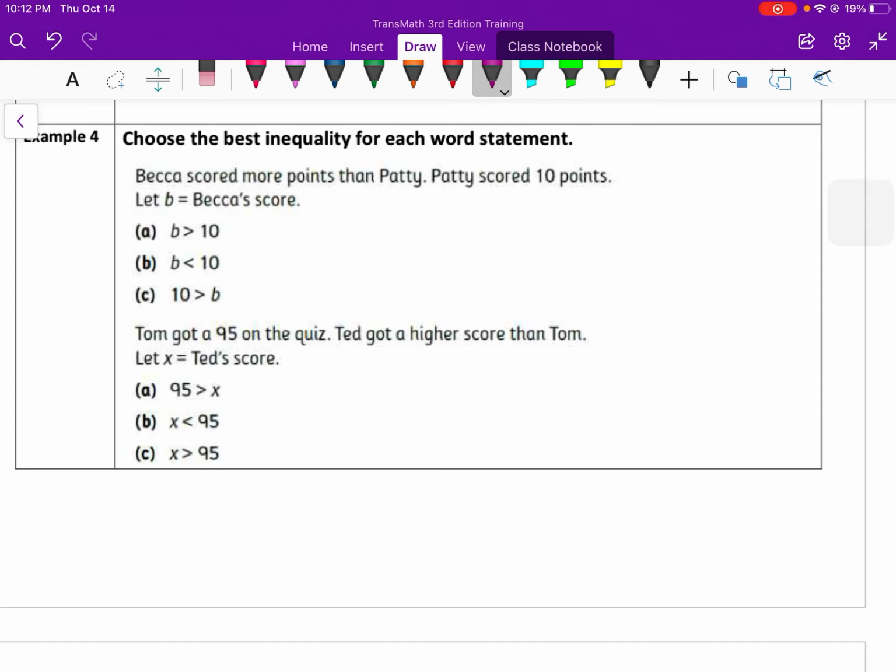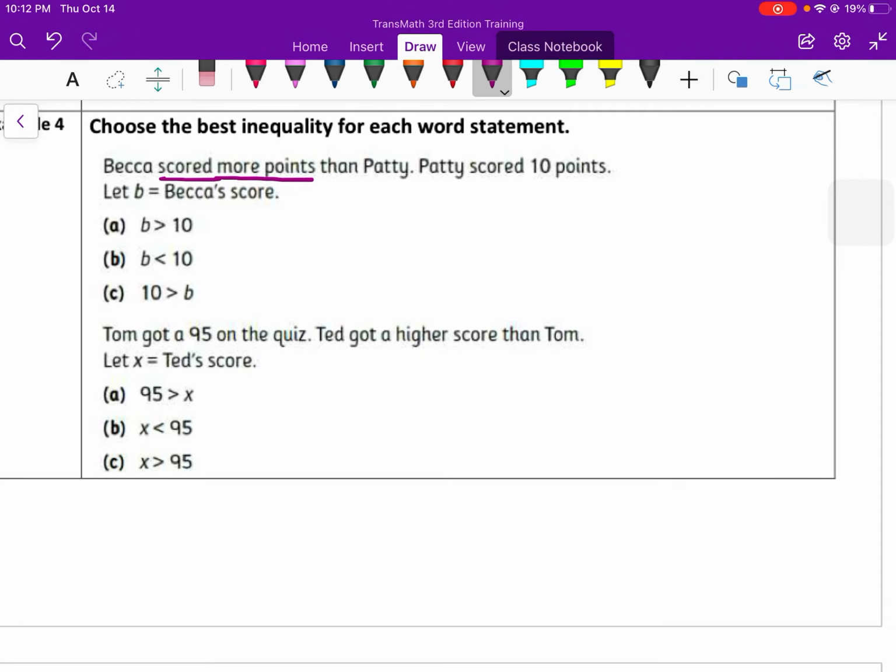Choosing the best inequality for each word statement. If Becca scored more than Patty and Patty scored 10 points, then write an inequality that matches this, where B represents Becky's scores. So Becky scored more points. So what do you think more means? Do you think it's B is greater than 10, B is less than 10, or 10 is greater than B? Hopefully you said A. Becky scored more points than Patty. More means greater than. And if Patty scored 10 points, then Becky scored greater than 10.